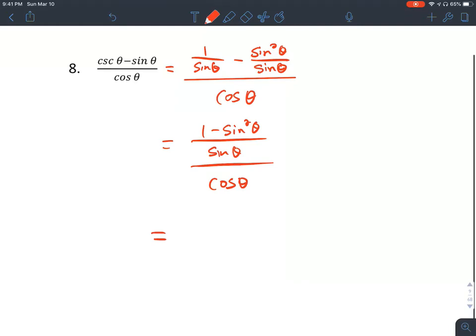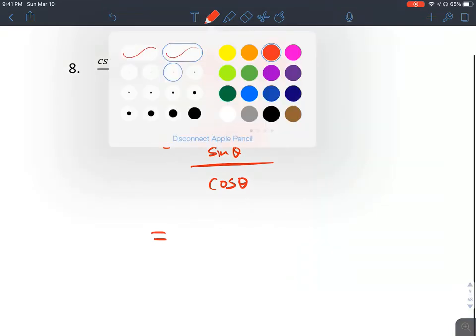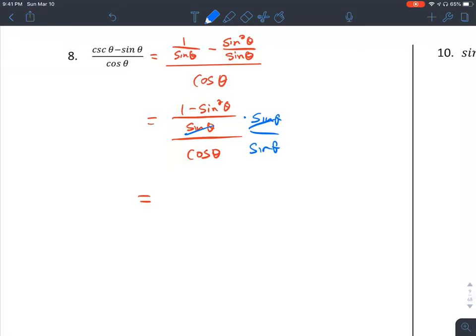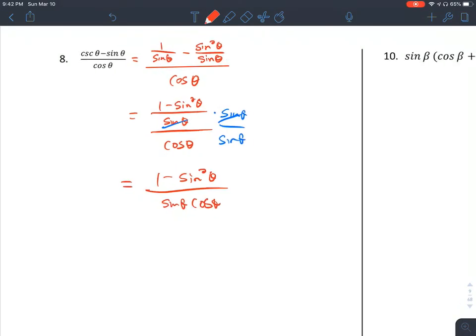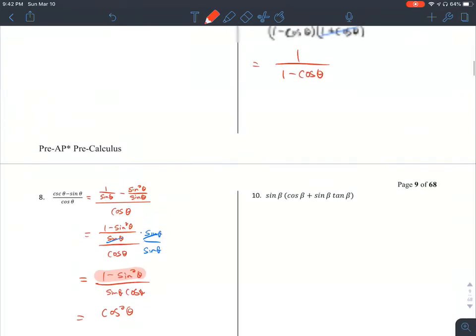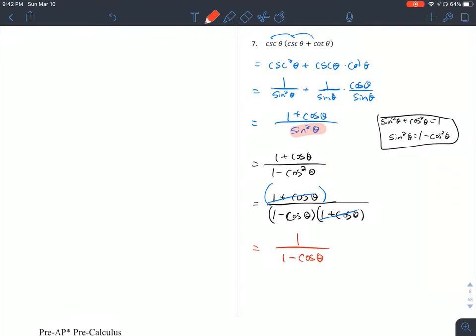Then we can replace, well, before I replace, let's make this not a complex fraction. I'm going to multiply this by 1 in the form of sine over sine so that those sines cancel. That's going to give me 1 minus sine squared of theta over sine of theta cosine of theta. Now this numerator comes from the first Pythagorean identity. I can replace that with cosine squared of theta. Very similar reason that we did this one up here.